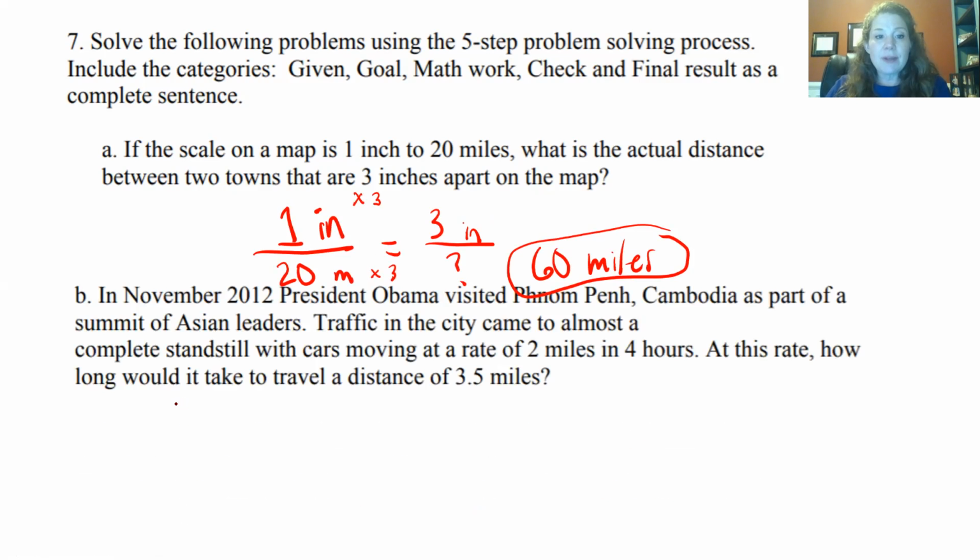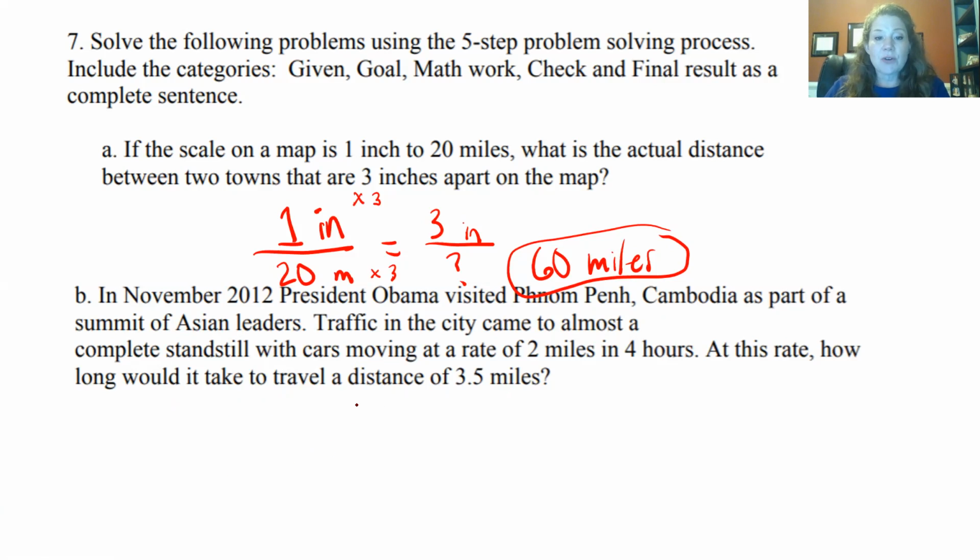Letter B. In November of 2012, President Obama visited Phnom Penh, Cambodia, as part of a summit of Asian leaders. Traffic in the city came to almost a complete standstill, with cars moving at a rate of 2 miles in 4 hours. At this rate, how long would it take to travel a distance of 3.5 miles?